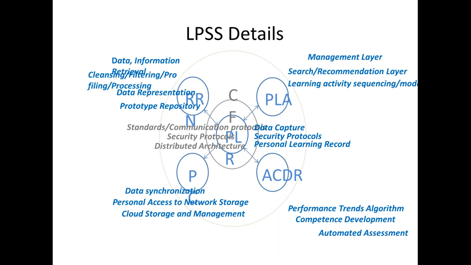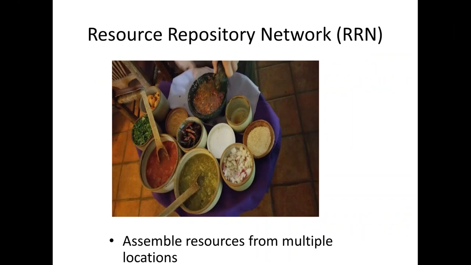So, this is kind of a messy slide, but it talks a little bit more about the details of each of these major areas, from data information retrieval to data synchronization to the recommendation that I talked about and performance trends algorithms. So the resource repository network brings resources from around the world and brings them to you to be organized. The metadata in your personal graph and those things that you want to keep in your library. If you're wondering what that picture is, I'm still pointing at pictures, that's the raw materials for salsa that was made at our table in a Mexican restaurant, which kind of blew my mind because I never knew you could just make salsa like that.